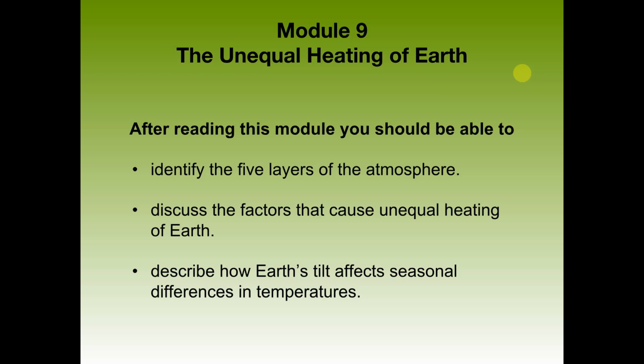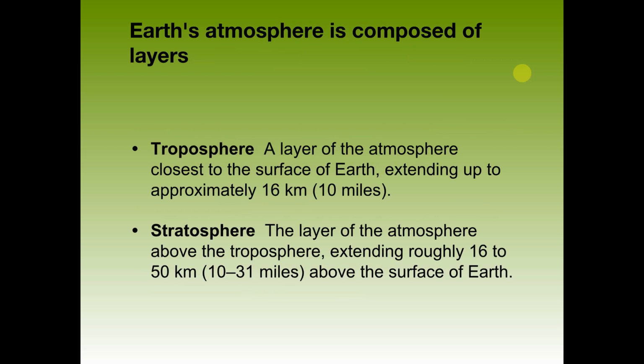And so in the first module, we're looking at the unequal heating of Earth. We're going to identify the 5 layers of the atmosphere, discuss the factors that cause the unequal heating of Earth, and describe how the tilt affects the season.